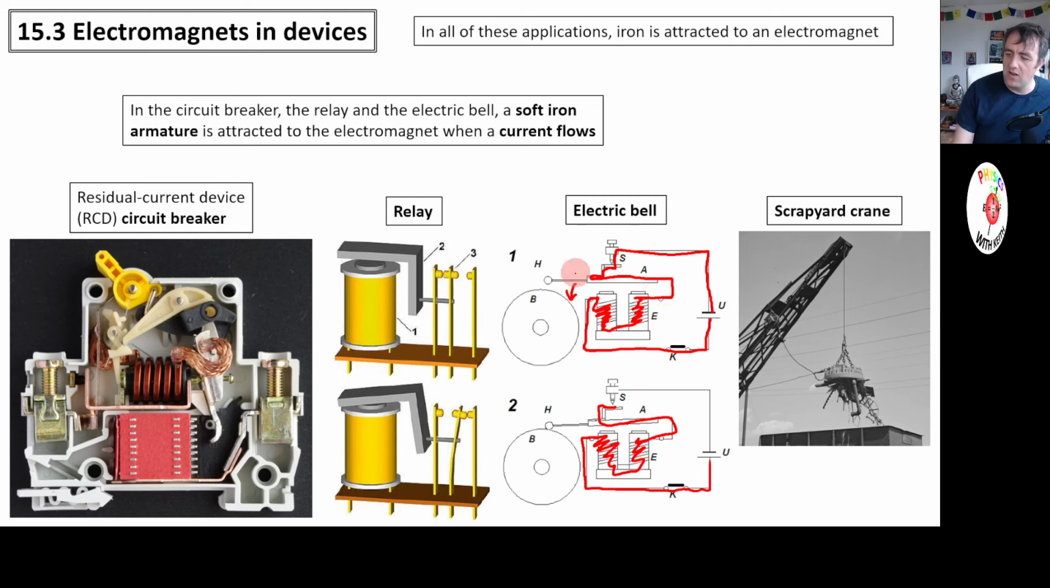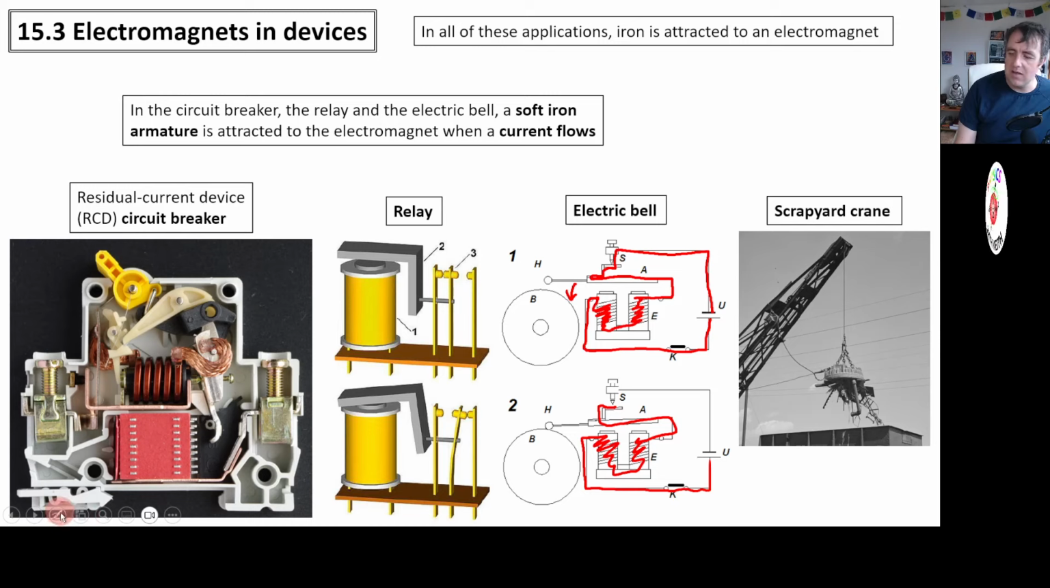So if we put this iron armature on a spring, then the armature is going to be pulled back again. So it's going to leave the gong B, and we're going to make contact at the contact switch S again, which means we're going to have a current again, which means A is attracted to E, which means H strikes B. But when that happens, contact switch S breaks, so the current switches off, so A is no longer attracted to E. So H leaves B, gets pulled back again, which makes the contact switch S, and so on and so on.